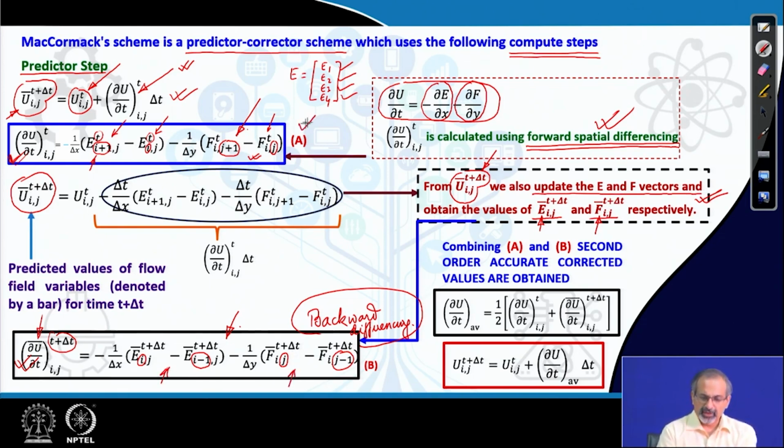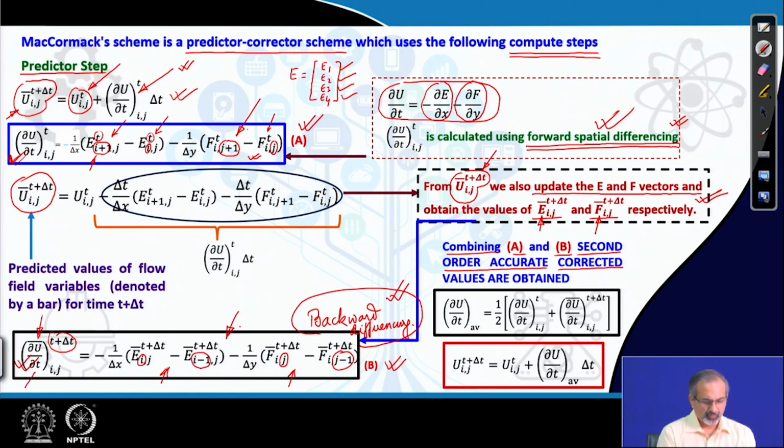So, now what do we have? We have two equations A and B. A was obtained by using forward spatial differencing, B was obtained by applying backward spatial differencing, and now we are going to combine the two. When we combine A and B, we end up getting a second order accurate corrected value. Note that both of these individually were first order accurate, but when you combine them they give you second order accuracy. We are not getting into the mathematical aspects by means of which you can prove the second order accuracy, but that can be left as homework for you, which you can explore in due course.